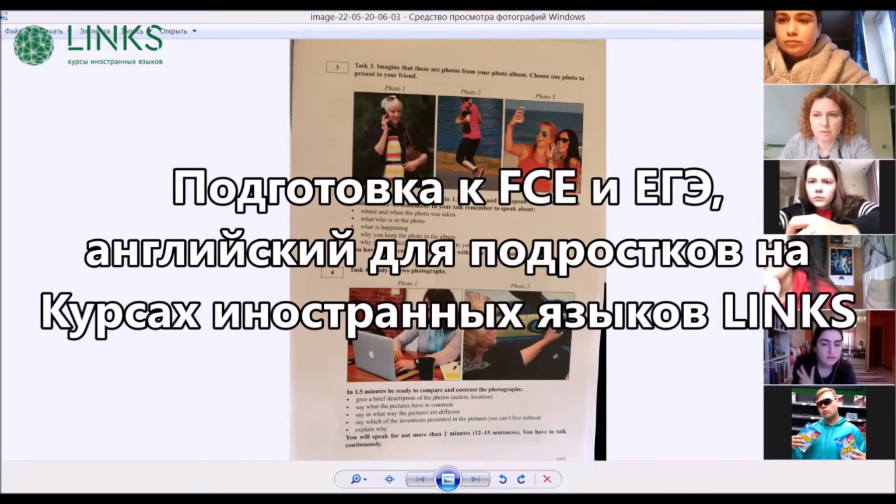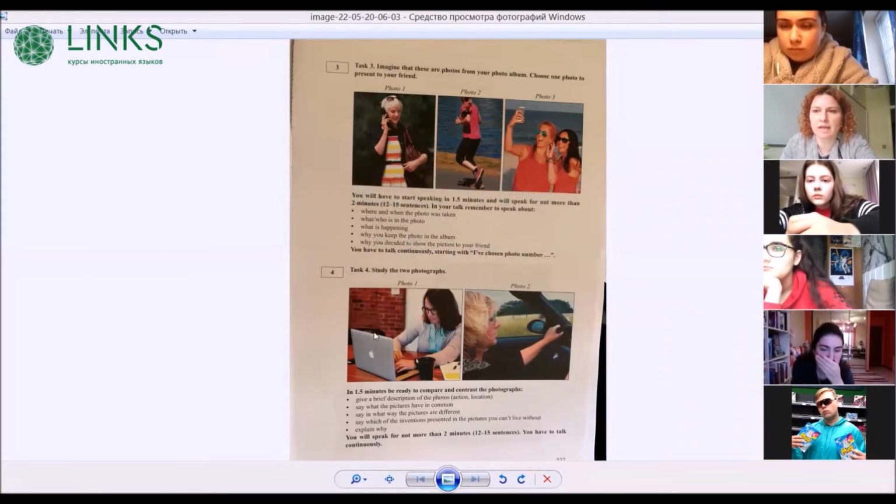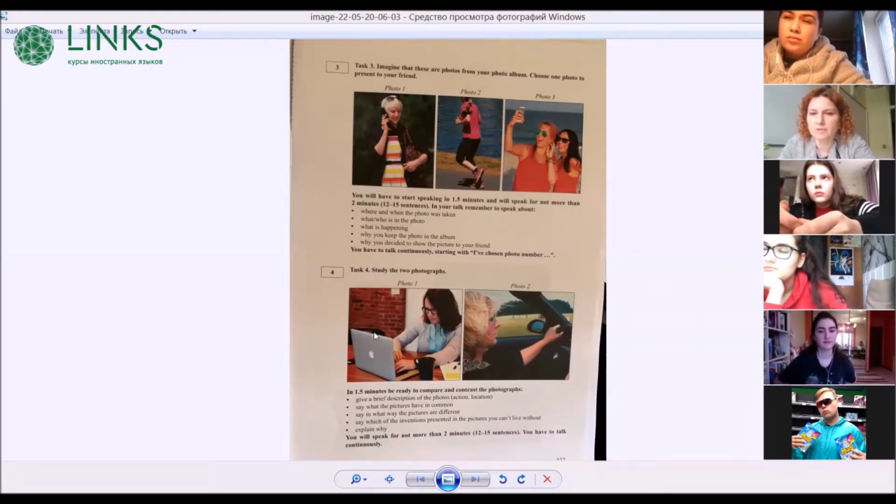So first of all, we're going to start with task 4, and we're going to take it as one of the Cambridge exams tasks. Anya and Masha are going to do it. What is the role of technologies in our modern life?